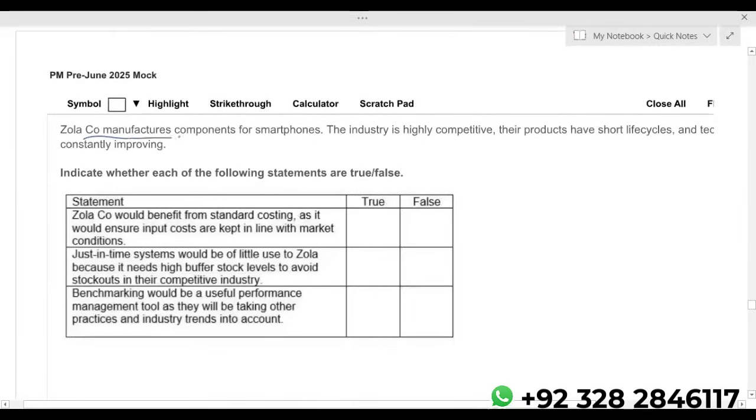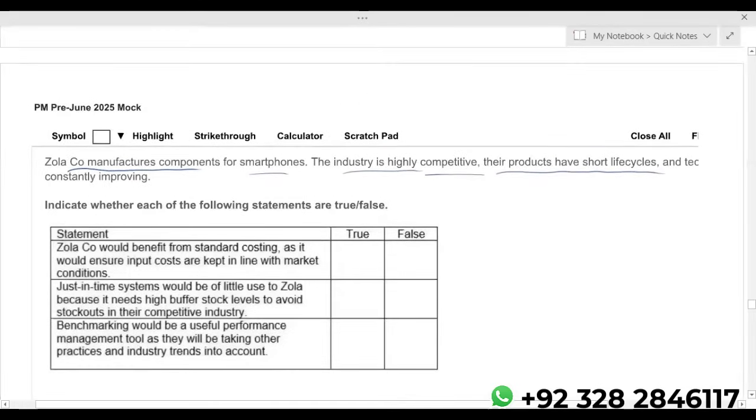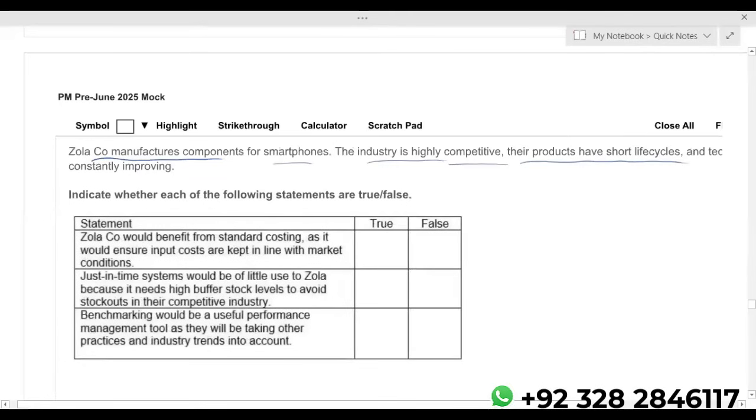Zola company manufactures components for smartphones. The industry is highly competitive. Their products have a short life cycle and technology is constantly improving. Indicate whether each of the following statements is true or false.